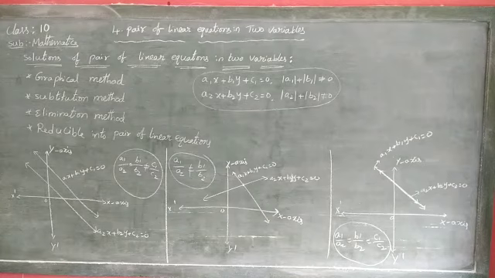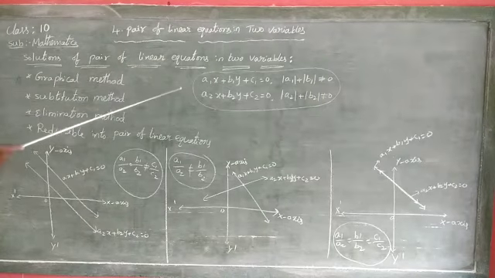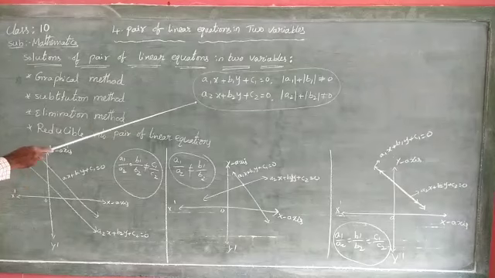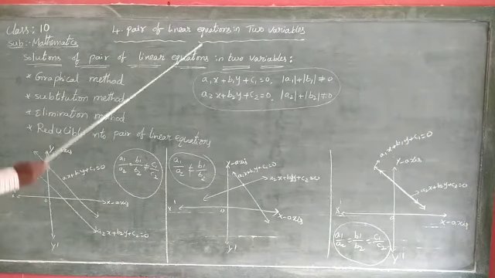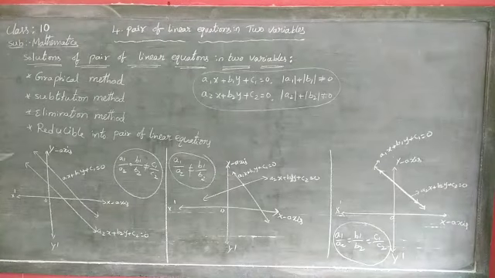The second one is the substitution method. In the substitution method, from the first equation you get the y value. That y value is substituted in the second equation, then we get the x value. Then the x value is substituted in the first equation, and we get the y value. That method is called the substitution method.